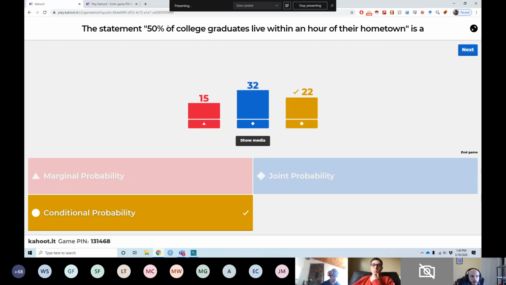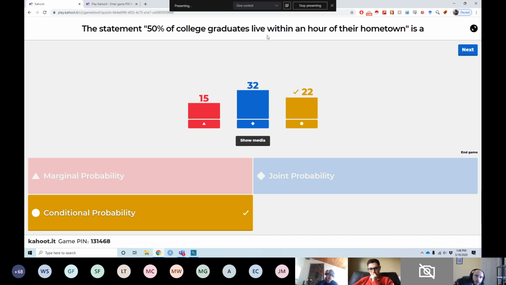If you ever see this word "of," whatever group comes after that is what we're conditioning on. So if we're just looking at college graduates, 50% of them live within an hour of their hometown. Since we know they're a college graduate, it's not random anymore. It's given to us, so it's a conditional probability. Whereas if it said 50% of people have a college degree and live within an hour of their hometown, that would be a joint probability.